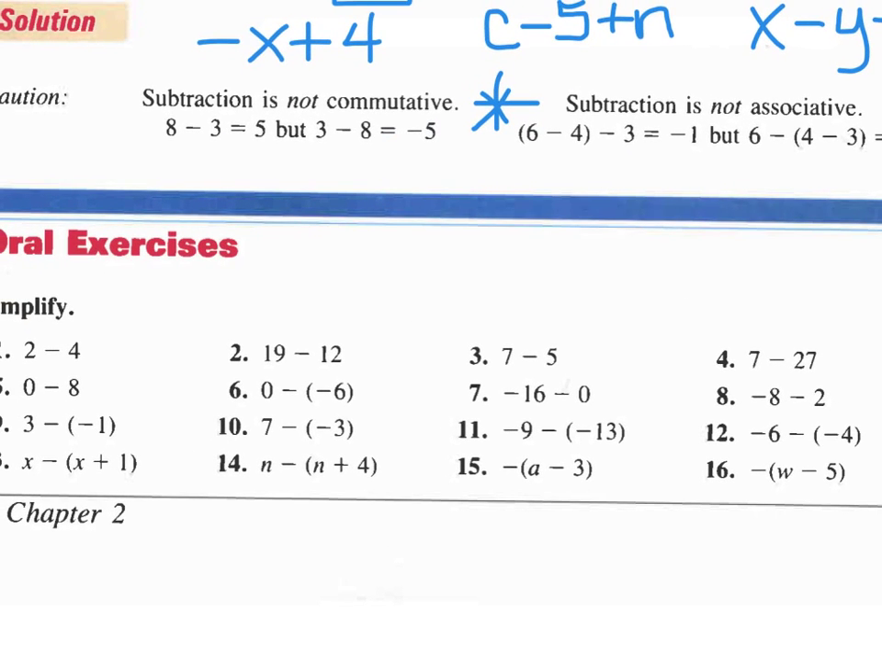All right, so for number 2, how do we do that problem? 19 minus 12, what do you get? Okay. What about number 6? 0 minus -6. What happens here? You take the two negatives and make them positives, so it's +6. Beautiful. All right. What about number 10? Okay. So again, you'd make the two negatives and make it a positive, and it would be 10. Let's try number 7. -16 minus 0. Negative 16. Good.